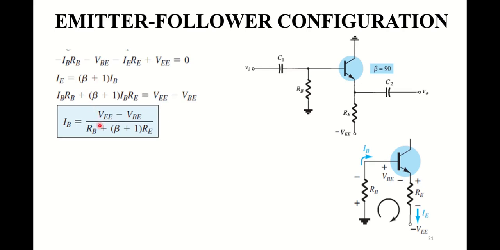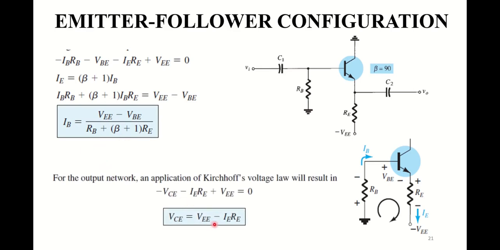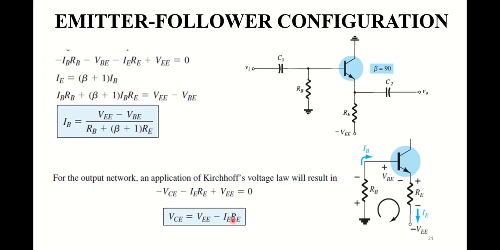After solving the input loop, now let us find the equation of VCE for the emitter follower configuration, which turns out to be VCE is equal to VEE minus IE RE. Observe that like the previous output loop equations of other configurations, this equation has no terms of IC RC, and that is due to the reason that no resistor is connected to the collector terminal of this configuration, as can be seen here. As no resistor is connected with the collector terminal, there is no term involving the voltage drop across RC.